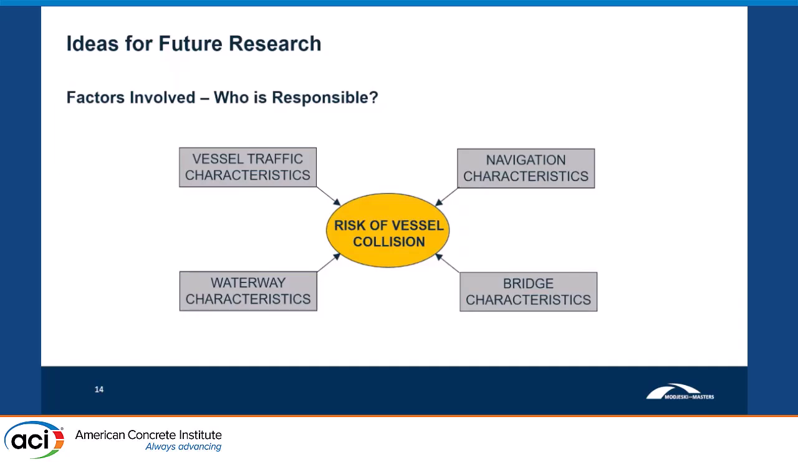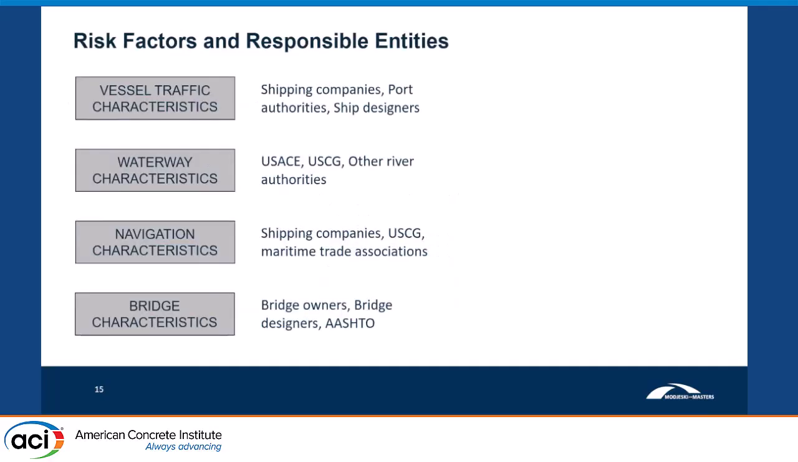But if only changing the bridge characteristics cannot provide enough protection, then is there any way to affect these other methods? Then who is responsible for that? Vessel traffic characteristics would be involved with shipping companies and port authorities. Waterway characteristics would be the Army Corps and the Coast Guard, and navigation traffic characteristics, again, the Coast Guard and maritime trade associations.